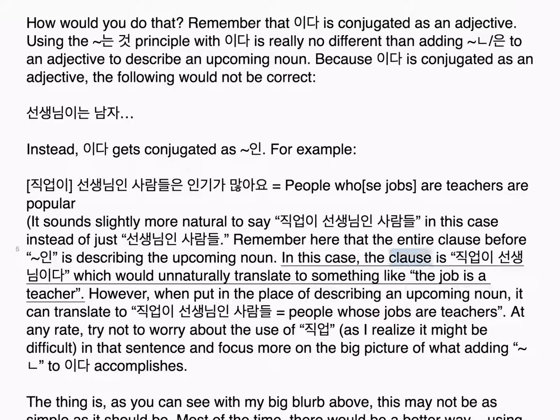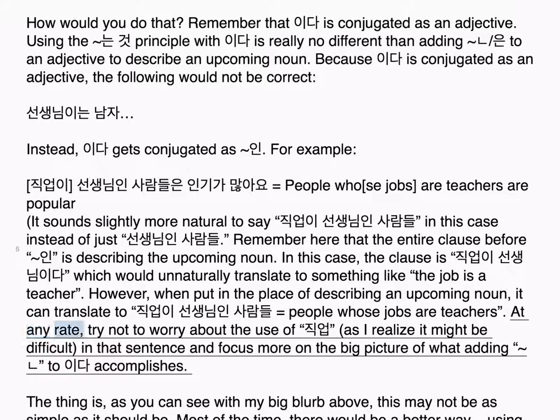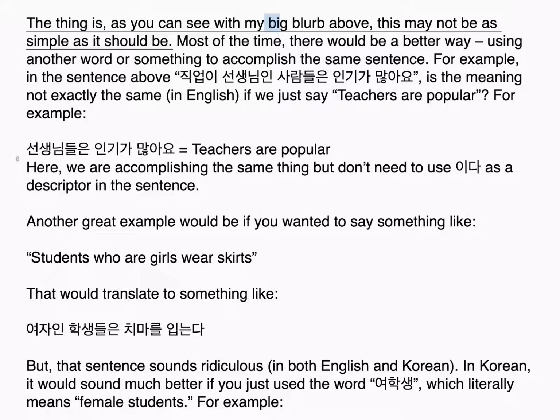In this case, the clause is 직업이 선생님이다, which would unnaturally translate to something like the job is a teacher. However, when put in the place of describing an upcoming noun, it can translate to 직업이 선생님인 사람들 equals people whose jobs are teachers. At any rate, try not to worry about the use of 직업, as I realize it might be difficult in that sentence, and focus more on the big picture of what adding 인 to 이다 accomplishes. The thing is, as you can see with my big blurb above, this may not be as simple as it should be.